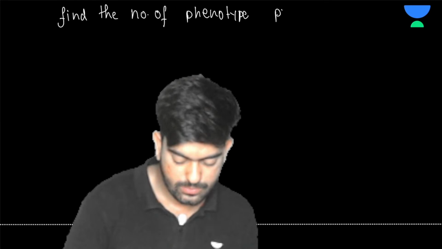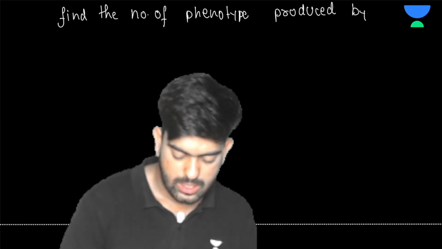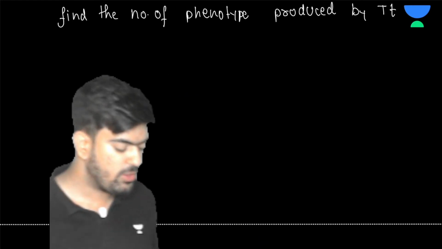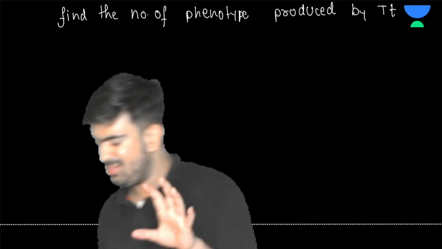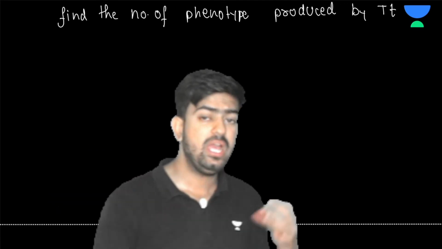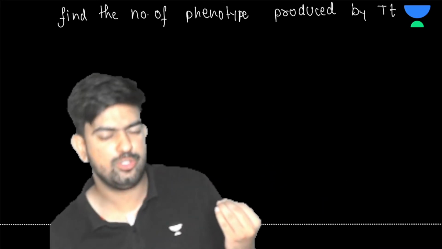number of phenotypes produced by capital T, small t. How are you going to do it? We know how many types of phenotype will be produced in this question, but if something else comes which you don't know, then that will create an issue for you.